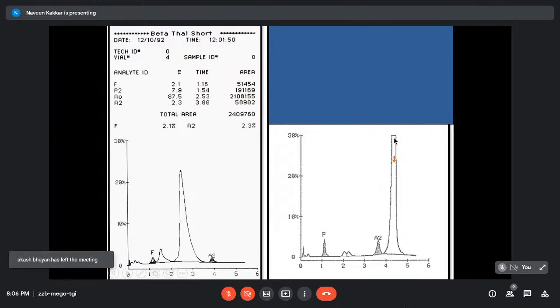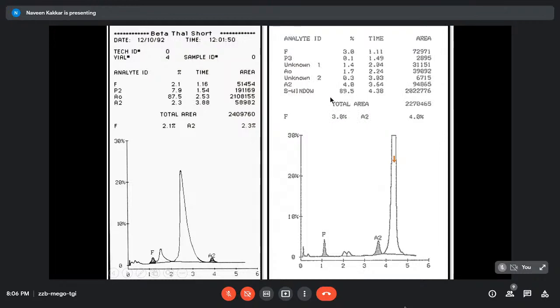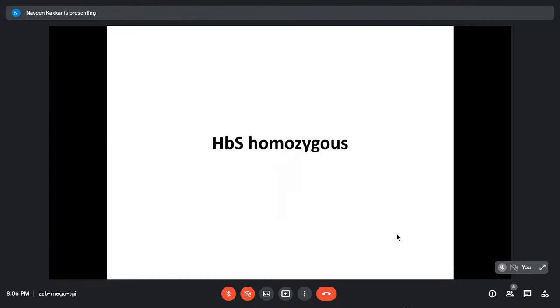And again, if you drop down and see what is the retention time likely to be, this is again 4.5, which was what? For sickle hemoglobin. So again, the instrument tells you this is sickle, S window, almost 90%, 4.38. So about 4.4 to 4.6 is the sickle hemoglobin time. So that was HbS homozygous.